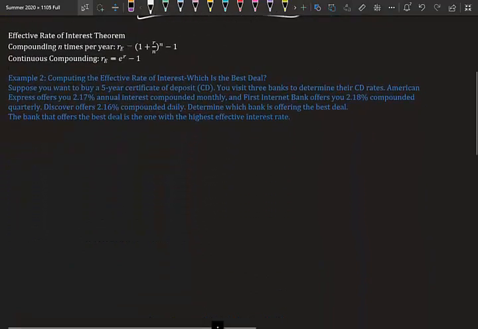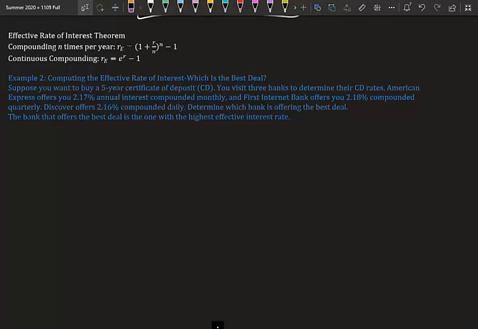All right, effective rate of interest theorem. So compounding n times per year, the effective rate, RE, equals 1 plus r over n, to the power of n, all minus 1. And continuous compounding is e to the power of r minus 1.